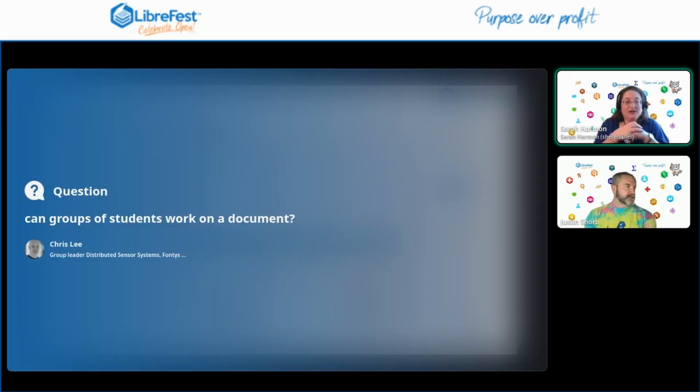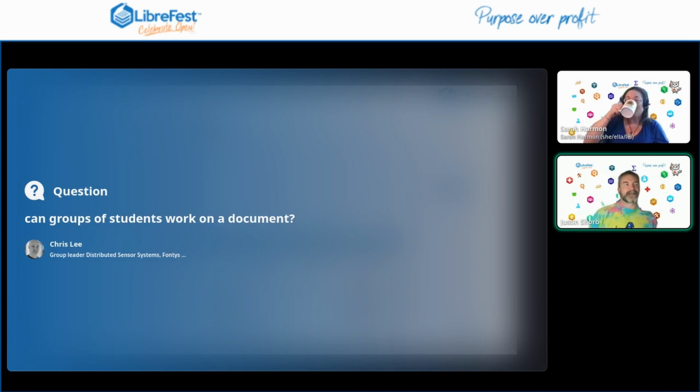Can groups of students work on a document? Chris, that's a great question. I don't know the answer because I don't do group work, generally speaking, in Forge. I have heard it's something that's on the horizon but not implemented yet, because the Forge is within Adapt.